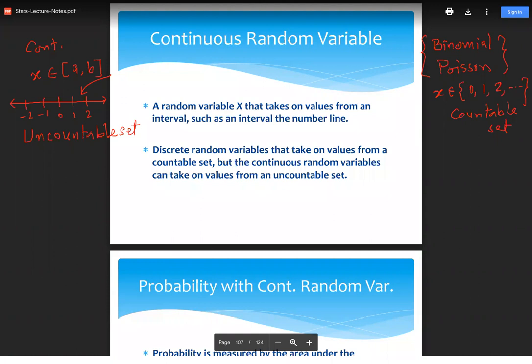So for our case, we are dealing with continuous random variable, and the random variable X would take on values from the number line, or more specifically from an interval on the number line. And it could be the entire number line in and of itself, from negative infinity to positive infinity, which you will see very shortly. The random variable associated with normal distribution will take on value from negative infinity to positive infinity.